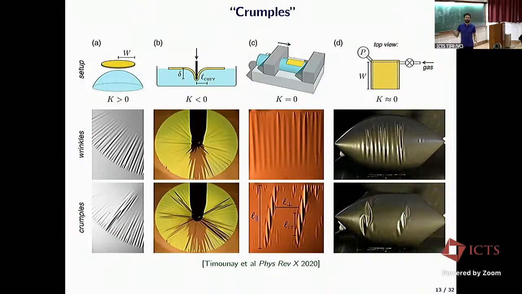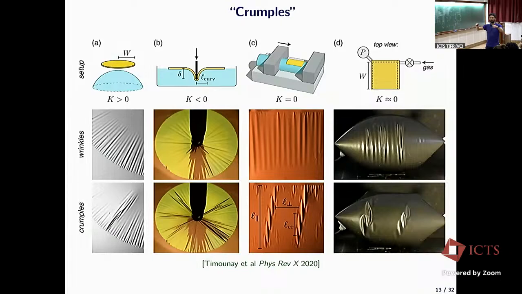So this is another weird pattern that has been seen on top of wrinkles. You see first nice wrinkles, and then if you push the experiment a bit further, you have different experiments here. First, you put a sheet on a drop, an air-water interface with increasing curvature. First, you see nice wrinkles, and then you see this localization pattern. Here, you put a sheet on a liquid, and then you just push on it, and the same, you go from wrinkles to crumples.